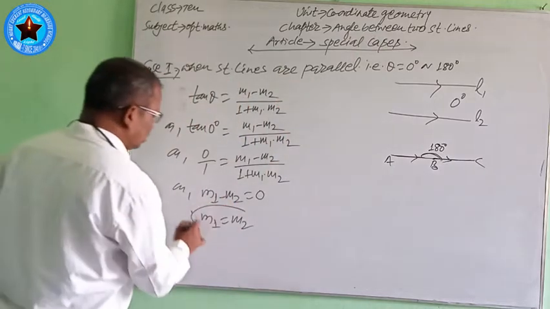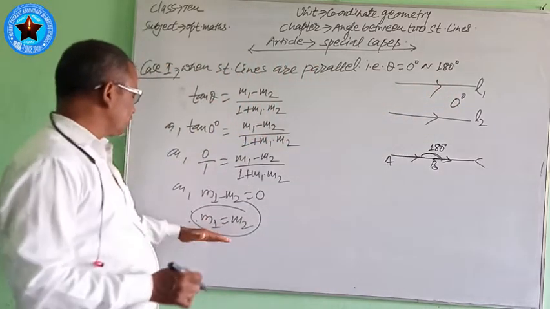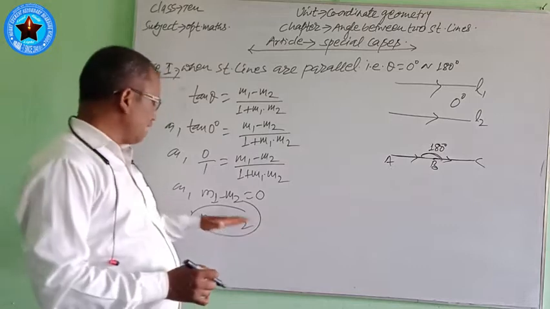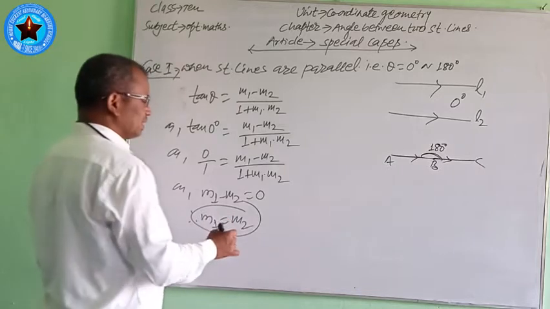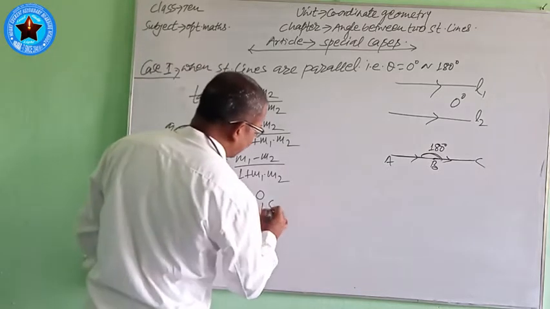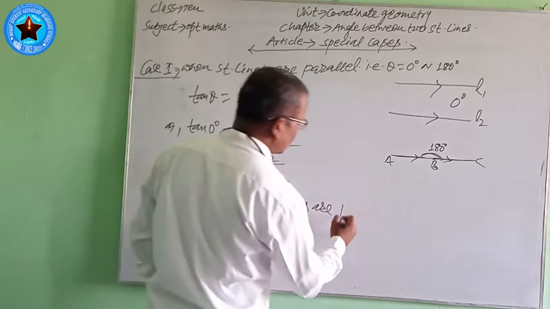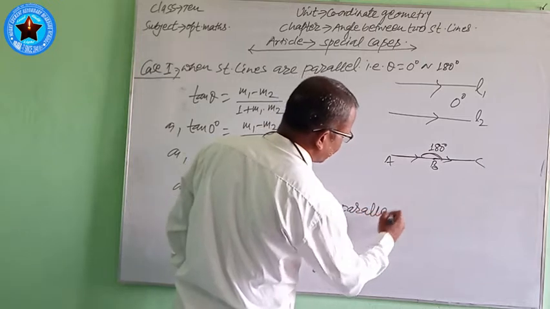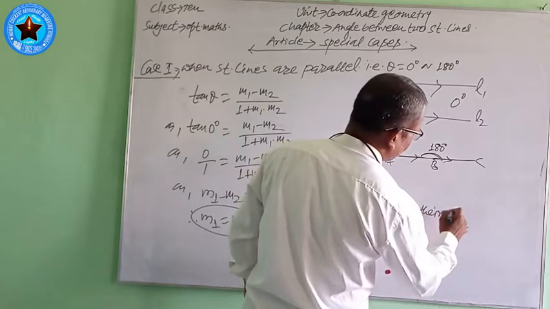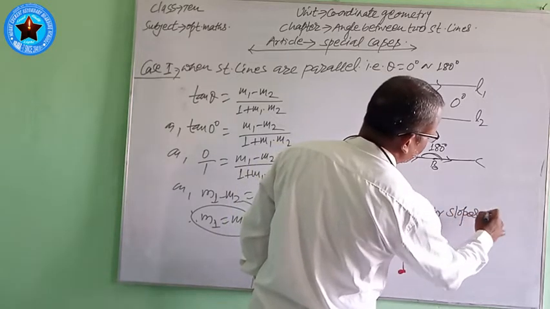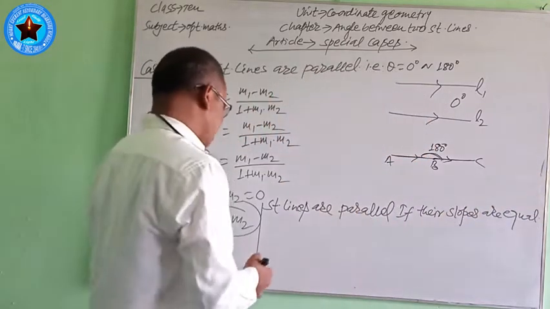Using this 0 degree or 180 degree, we have concluded m1 equals m2. We have the result here, m1 equals m2. It says that straight lines are parallel if their slopes are equal.